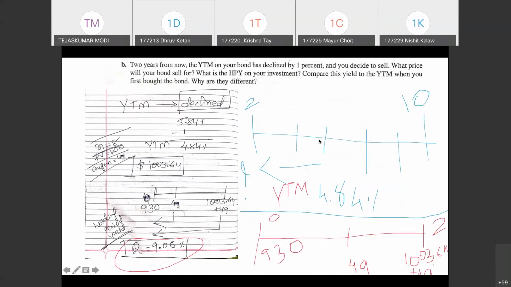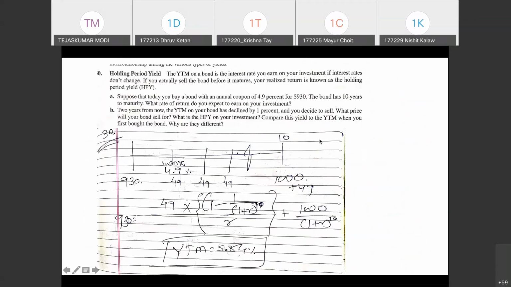The second question, if someone could help me, Mayur, is a bit different. Yes. It's showing that the YTM on your bond will decline by 1%. Basically the discounting factor is declining by 1%. It shows that people will be more inclined towards investing in other securities compared to this bond. Yeah, that is fine.